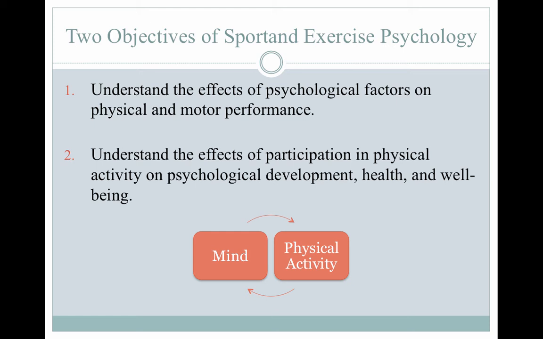So usually we say that there are 2 primary objectives of sport and exercise psychology. The first one is this field of study is really trying to understand the effect that psychological factors have on physical or motor performance. So you can kind of think of this as, what effect the mind has on physical activity, whether that be organized sport, the production of movement, whatever it might be.